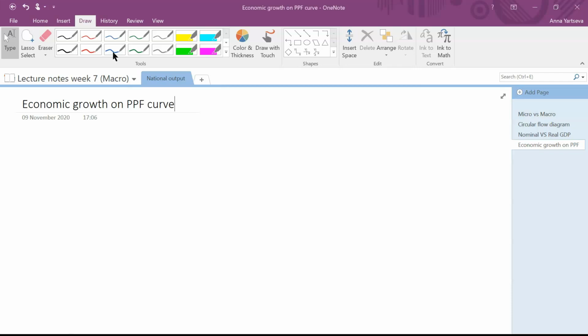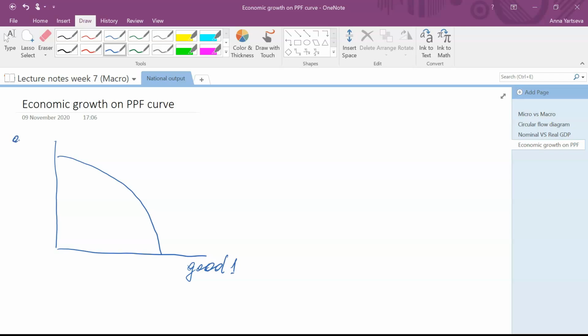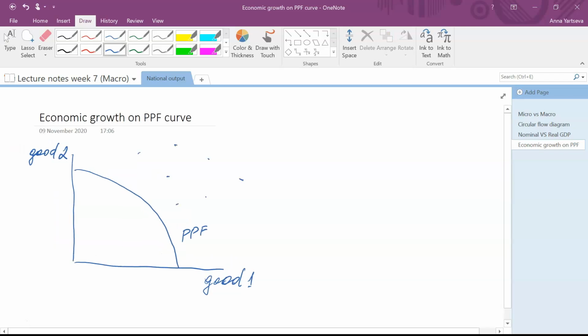Let's recall what the PPF curve means. The PPF curve, or production possibility frontier curve, shows the maximum level of output which our economy can generate. This is what we covered in one of the very first lectures. It is plotted like this. We have good 1 along the horizontal axis, and good 2 along the vertical axis. The PPF curve shows the maximum combinations of good 1 and good 2 which our economy is capable of producing. Any points beyond this curve are not achievable because we don't have enough resources.